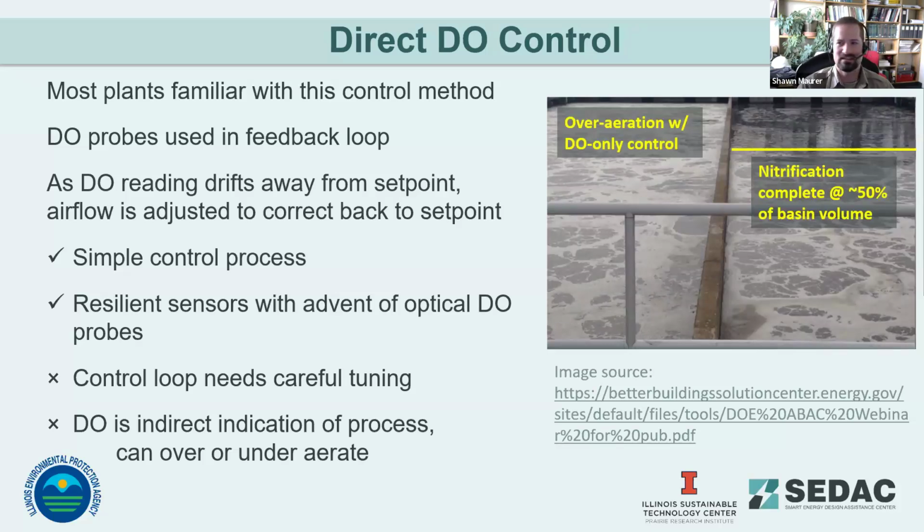But the control loop does need careful tuning, as there is a bit of lag between the process and the DO reading. And it's an indirect indication of the process. So you can over or under aerate depending on where your DO probe is located in the process, how the process changes over time. While it's a very good control, there are ways to improve upon it.